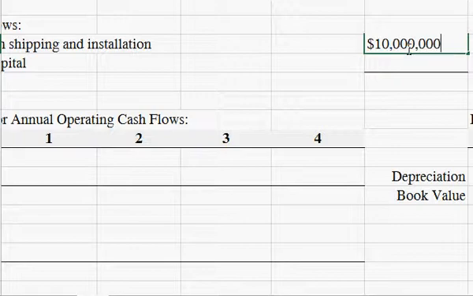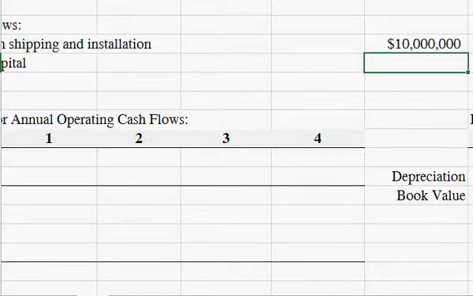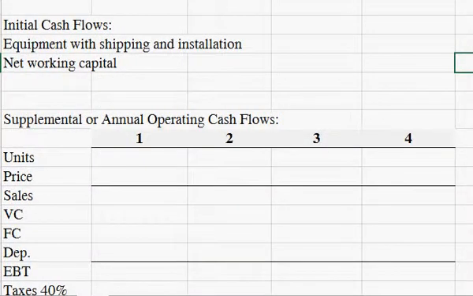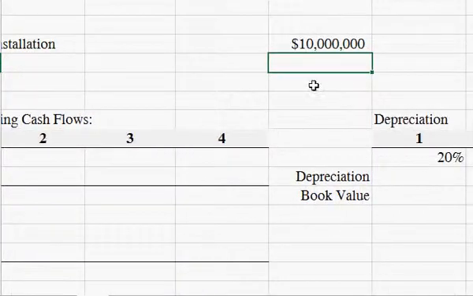And then we have net working capital. Again, this is given in our problem, and it says that net working capital will need to be added in order to launch the project, and the amount of that is $4 million. Now that usually is going to represent additional investment, maybe in inventory or spare parts. It might also mean an increase in accounts receivable or even cash reserves. And these are always offset.